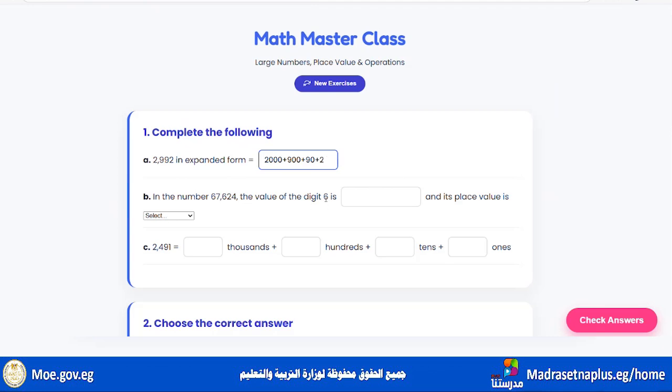In the number 67,624, the value of 6. We have 6. If we wrote 60,000 for this 6, this is what? 10,000. If we wrote 600, we can write what? Hundreds. But we wrote 60,000 and its place value is 10,000. Now this one, how many thousands? 2. How many hundreds? 4. How many tens? 9. How many ones? 1. Choose the correct answer.